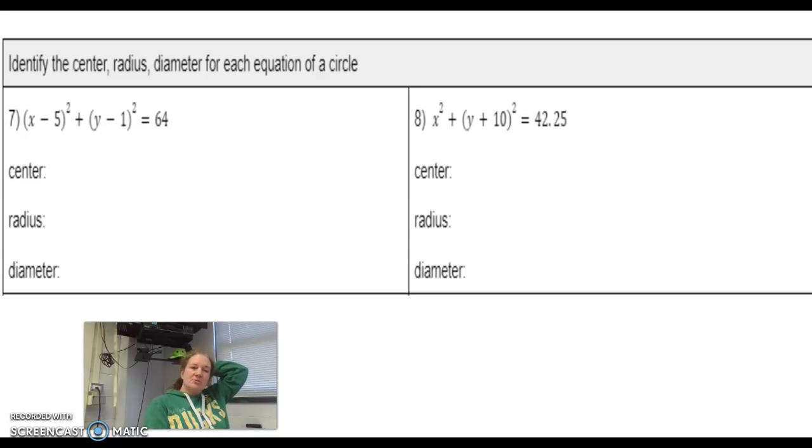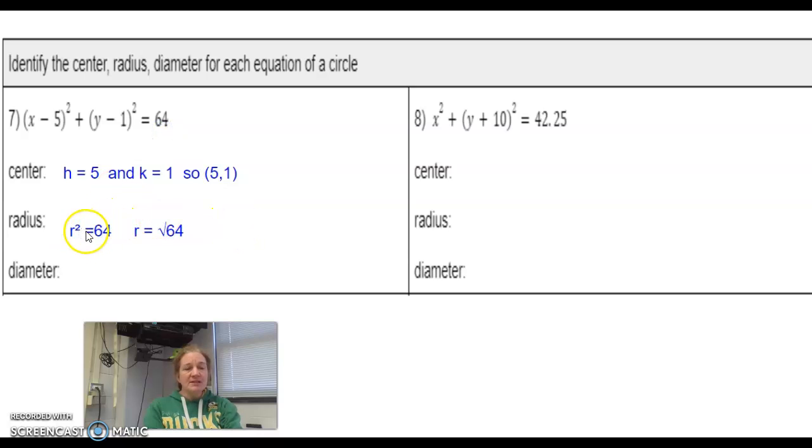Okay. So now we're going to look at number 7. Now I'm giving you the equation, and you need to give me all the information. Before it was the opposite. I gave you the information, you wrote the equation. So I'm looking at this equation on number 7, and my center is h is 5 and k is 1. And I can tell because I have a minus 5 here, so I change the sign, minus 1 here, change the sign. So my center's at 5, 1. My radius is going to be the square root of 64. So that's 8. And my diameter would be 2 times the radius, which would be 2 times 8, which is 16. This is easy, right?